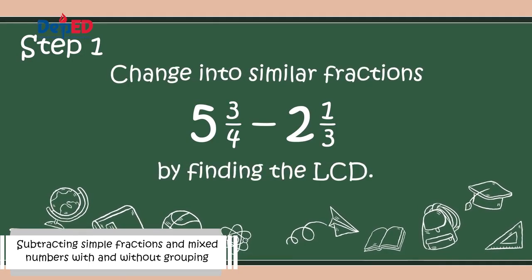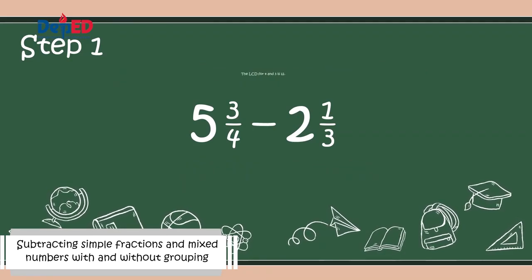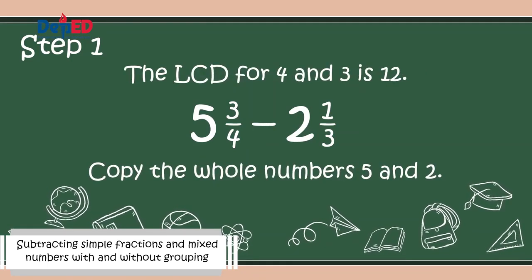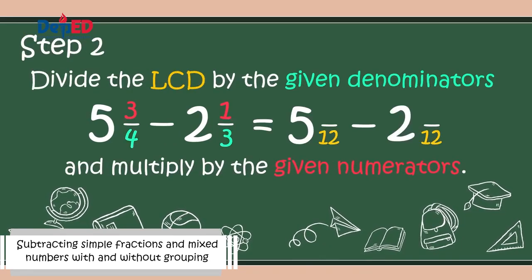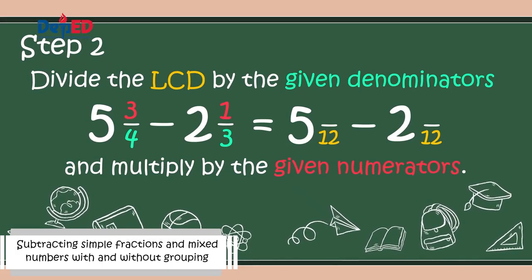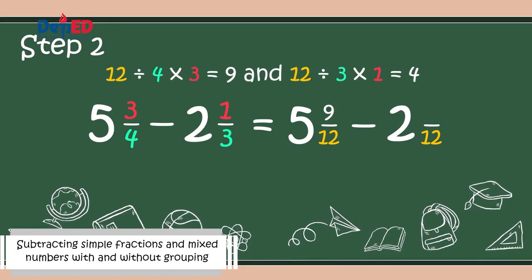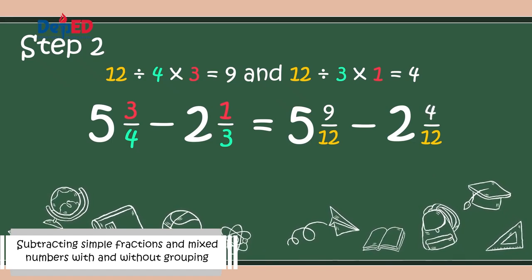Let us find the LCD of 4 and 3. Yes, 12 is the LCD of 4 and 3. Copy first the whole numbers 5 and 2. Step 2. Divide the LCD by the given denominators and multiply by the given numerators. 12 divided by 4 times 3 equals 9. 12 divided by 3 times 1 equals 4.